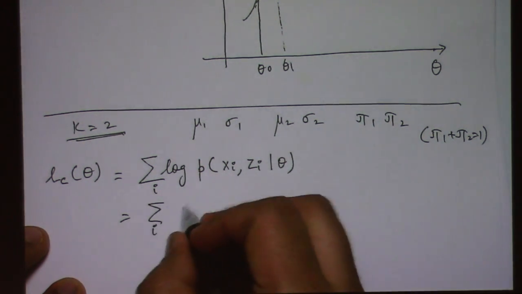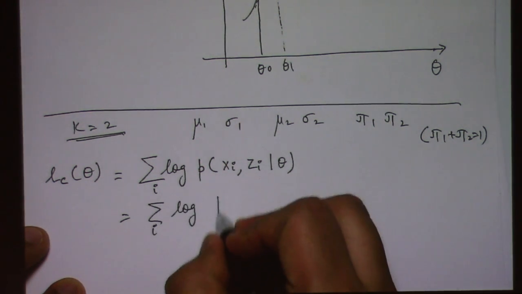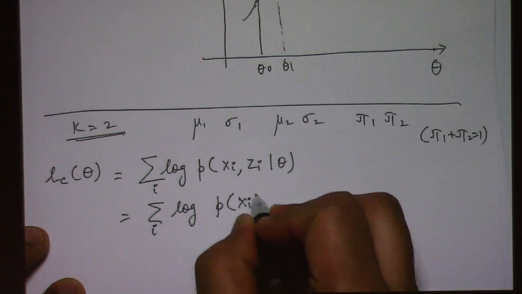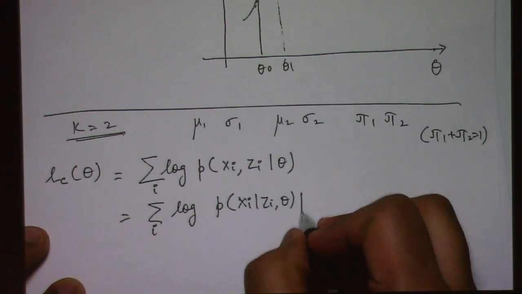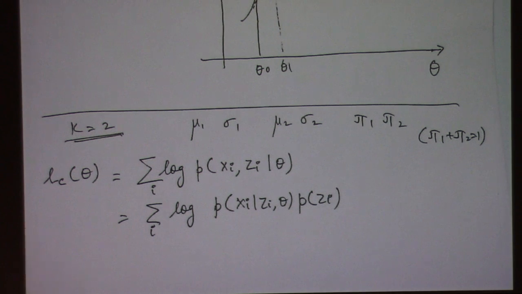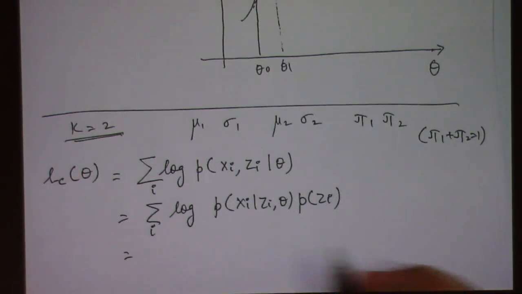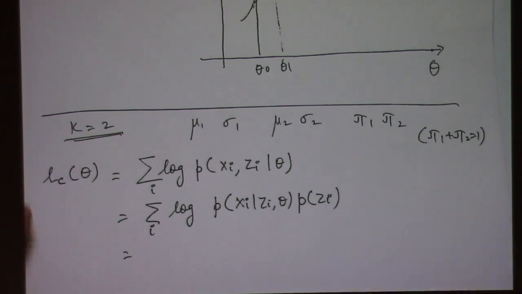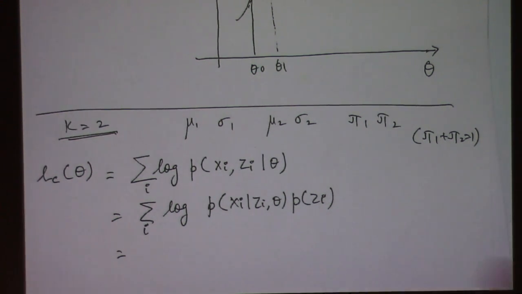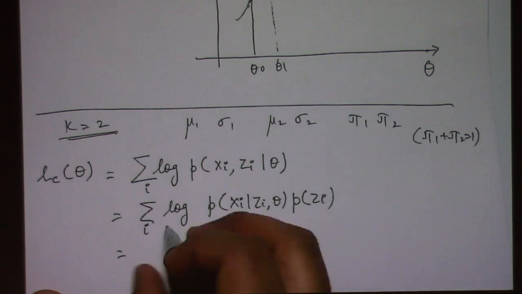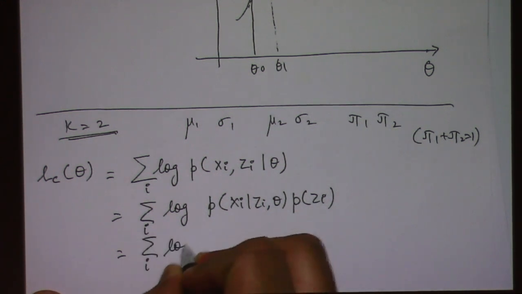So let's say i denotes the ith data point. We can write this out because we know the form of our mixture distribution. So p(xi, zi) is p(xi | zi, theta) times p(zi | theta). This is the log likelihood. And now we are going to write out the expected value of this.